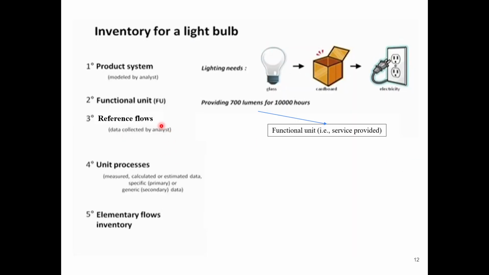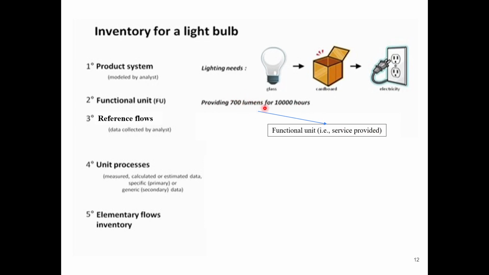So if we now go into the inventory for a light bulb, that is the data collection, data extraction, or data record, the stock of data which is available for the analysis. There we have to consider these five types of properties. One is the product system that is modeled by the analyst, for example the light needs glass, cardboard, electricity. Second is the functional unit, FU. That is basically the specification of the service which we require, for example, providing 700 lumens for 10,000 hours.